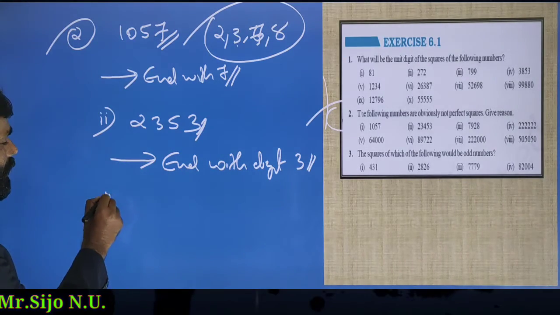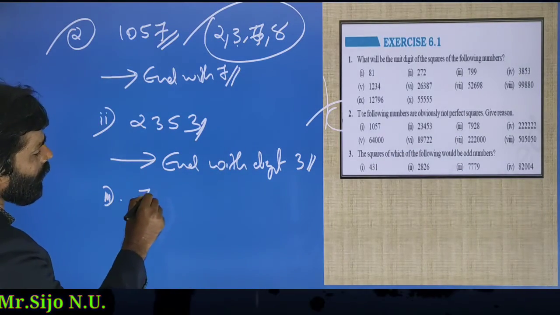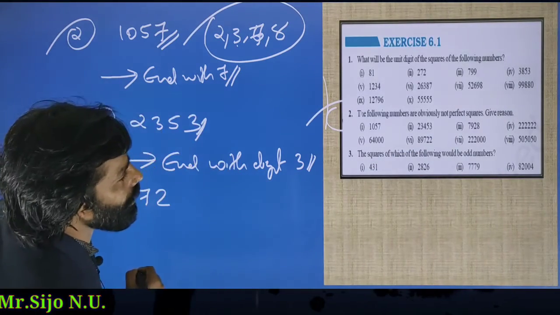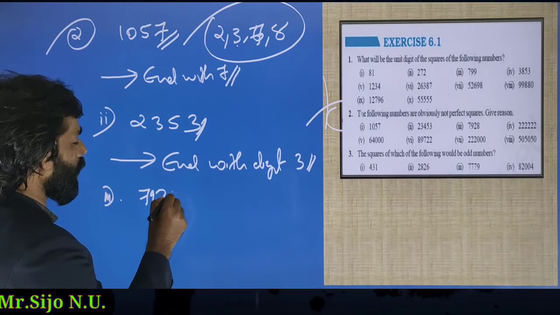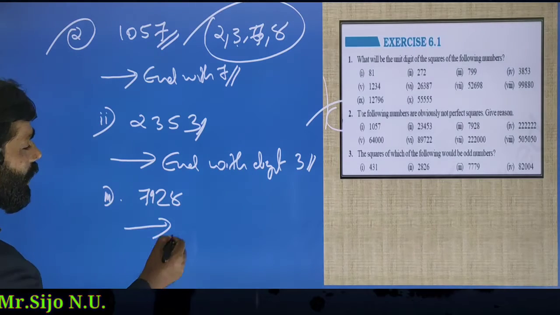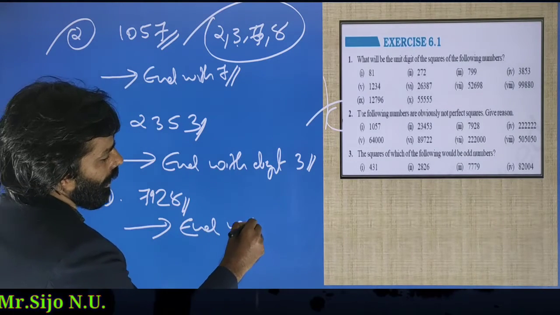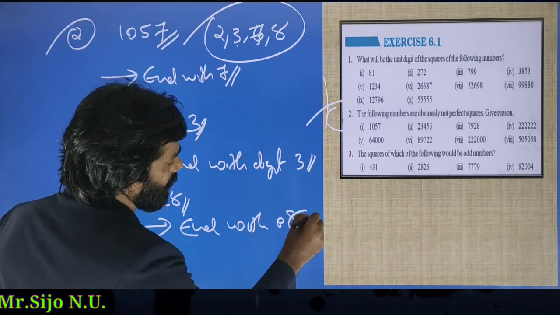So consider the third question. What's the question? 2, 7, 9, 2, 8. Here also the reason is what? Yes, you said it. That is the only reason. It ends with, yes, here ends with 8. It ends with the digit 8.